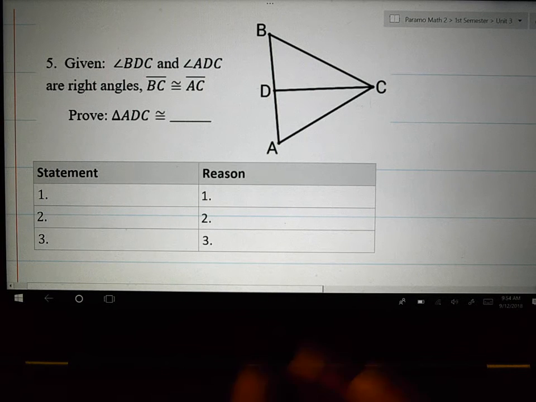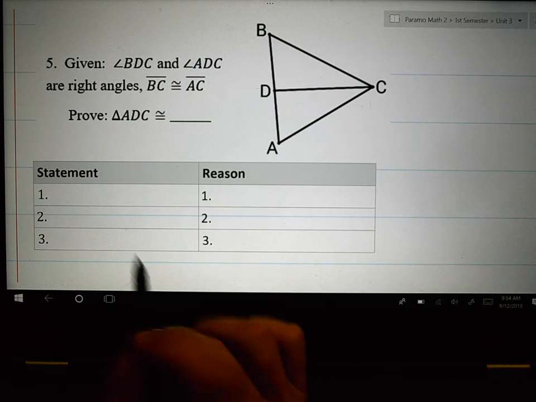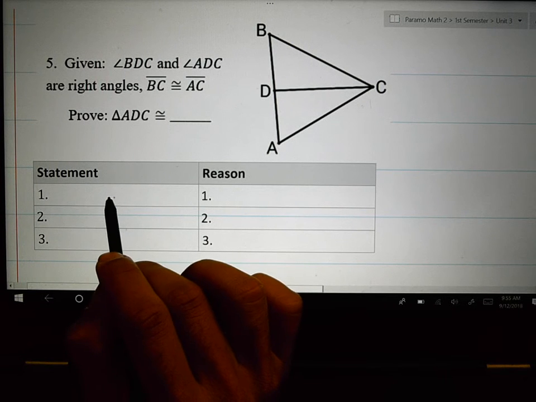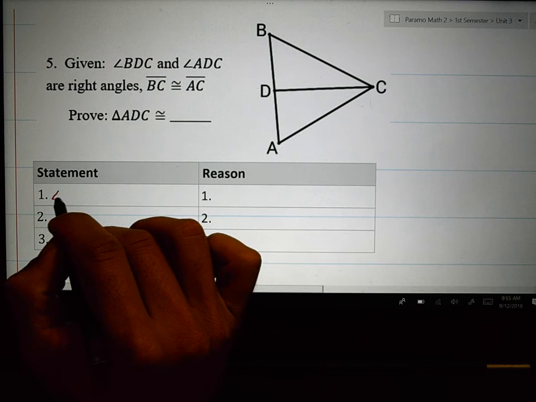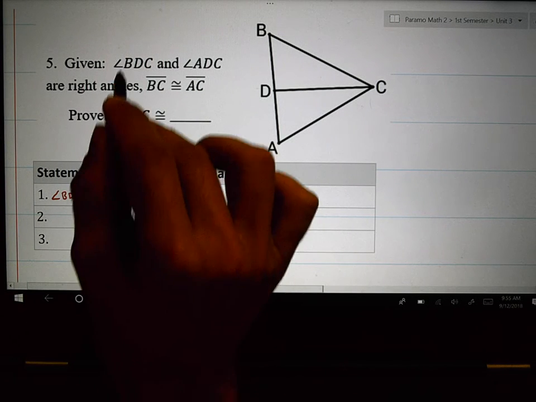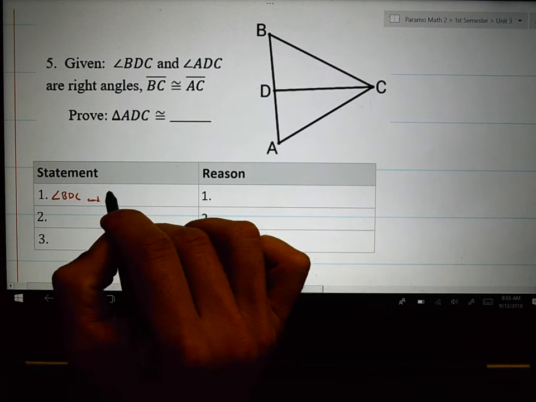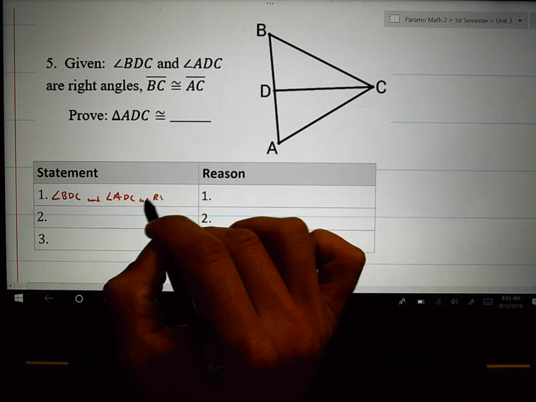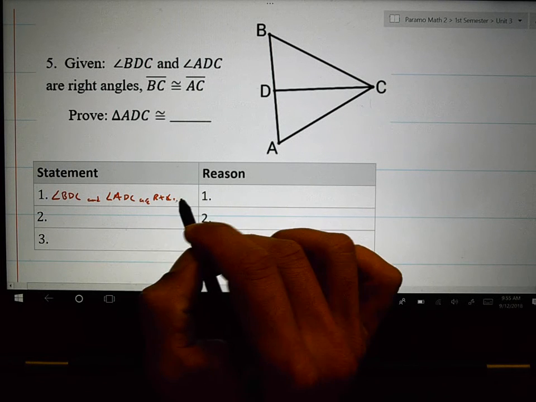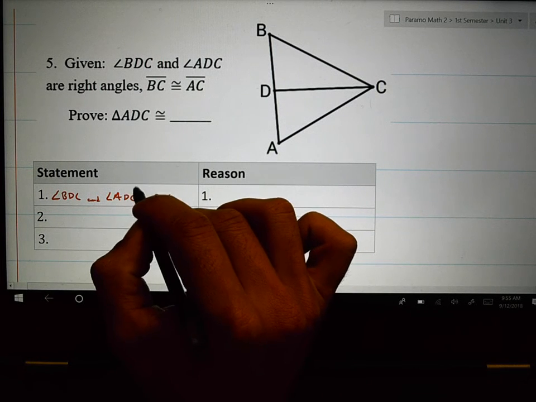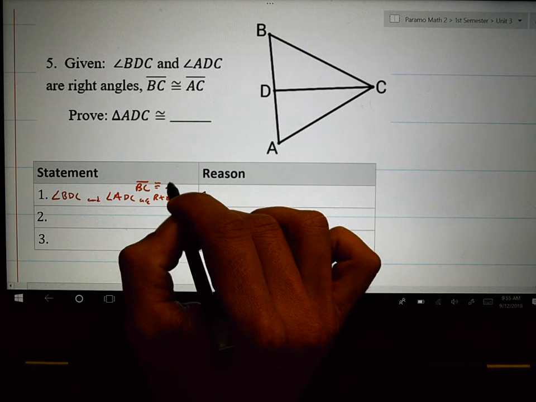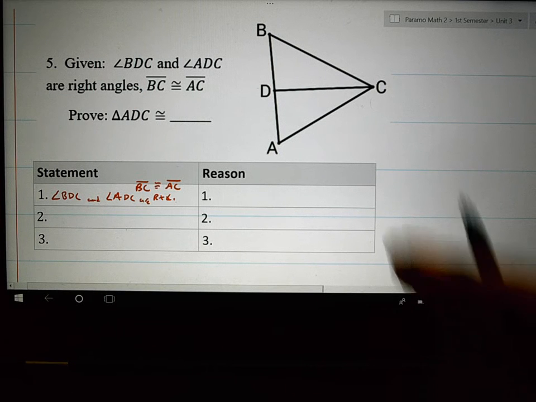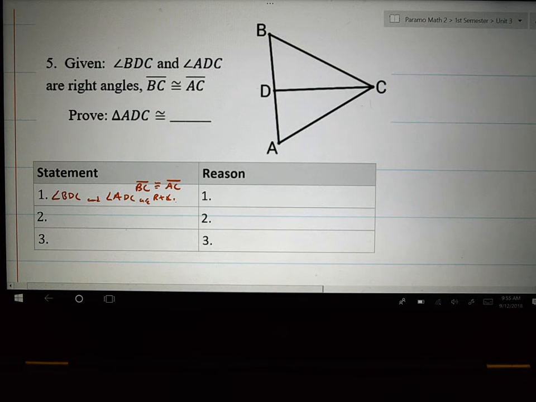Okay, the whole thing is blank. Do you know what goes for your first statement? You write everything. You may have to write it really small. Angle BDC and angle ADC are right angles. There's one other thing that we need to write. I'm going to squeeze it in here. BC is congruent to AC. You just copy everything after the word given, and we're putting it in as our first statement. It's our beginning information.